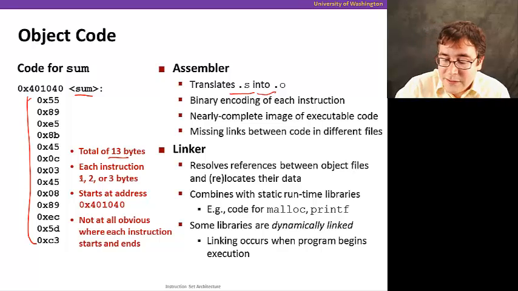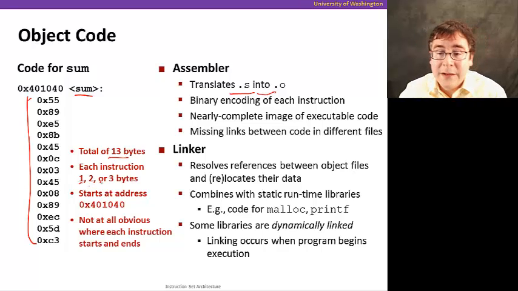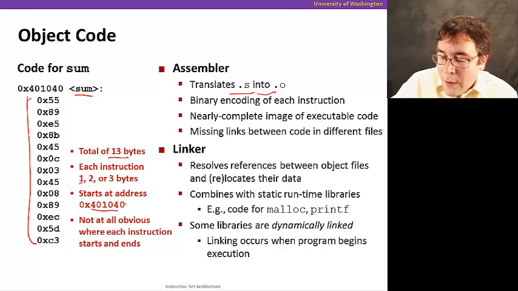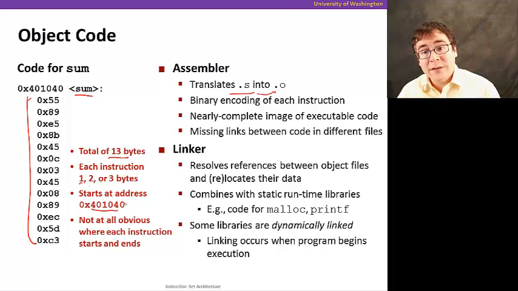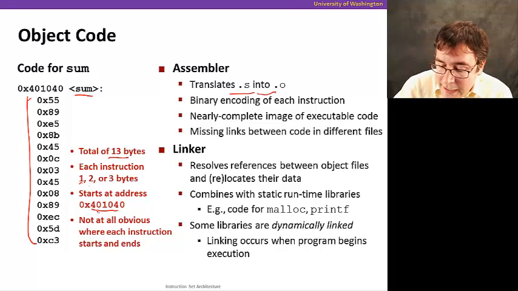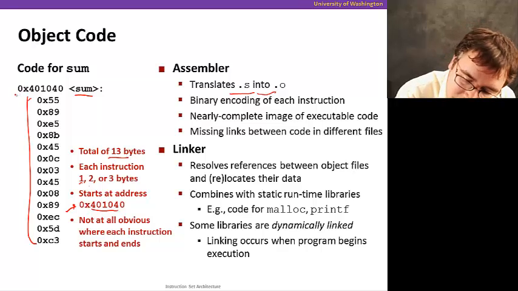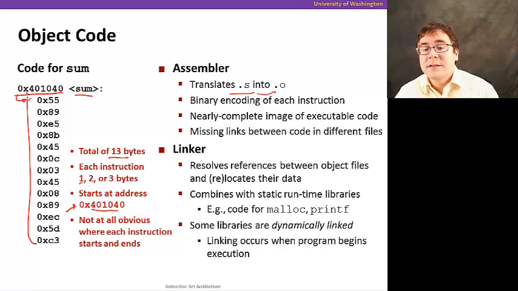Some instructions take only 1 byte, some take 2 bytes, others take 3 bytes, and so on. This is also saying that the code is located in memory starting at this address, which is the address of the first byte of this function. As you see, it's not obvious where instructions start and end because they have different sizes, and you have to decode them in order to understand what they do.